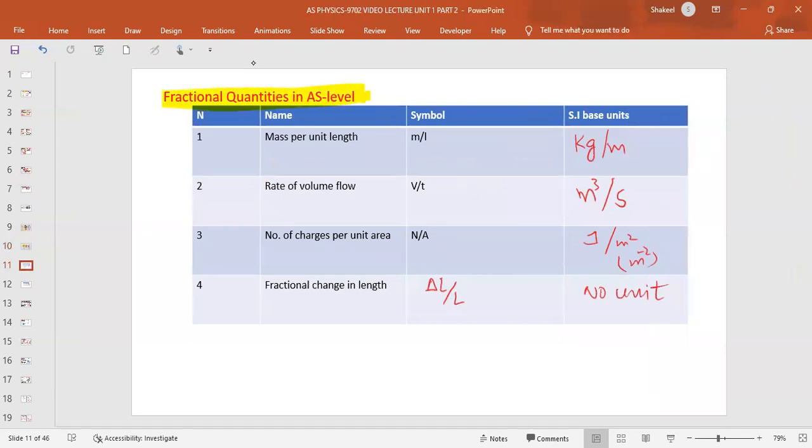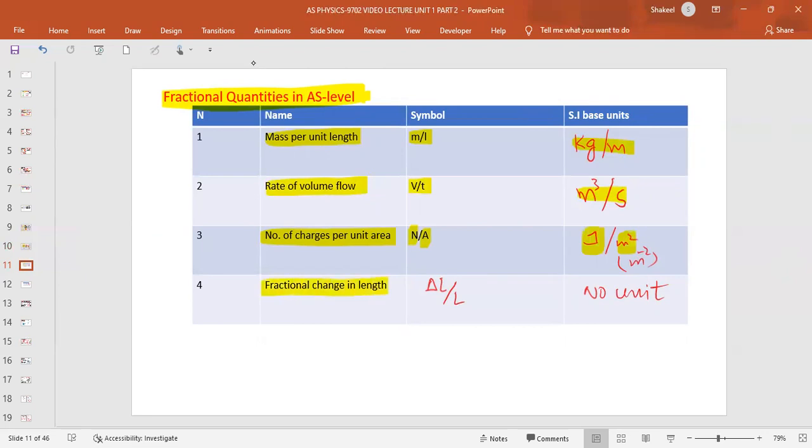Fractional, like the quantities coming in fraction. So the first one is mass per unit length, M by L, that is kilogram per meter. Then rate of volume flow, which is volume divided by time. So volume is meter cube and time is second. Number of charges per unit area. So number is N and area is A. Number has no unit, so it is 1, and area has unit of meter square. So the unit is per meter square.